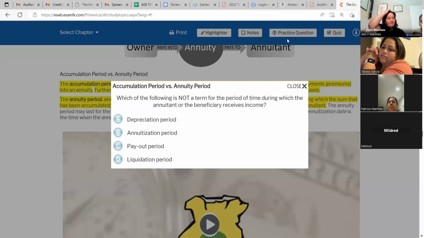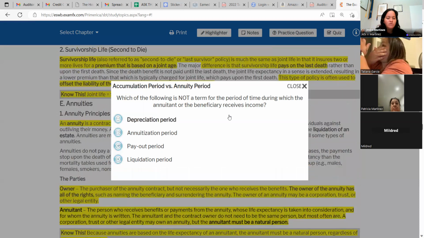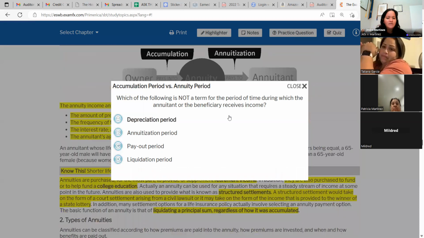and when you're paying in, depreciation, it's not even a term. I think that got me last time. It's not even a term of the period in which the annuitant or the beneficiary receives income. So if we go, no, those are different. I think it's a notice. Ellie's right. You see, I'm trying to confuse her, and she's like, "No, ma'am, no, ma'am."